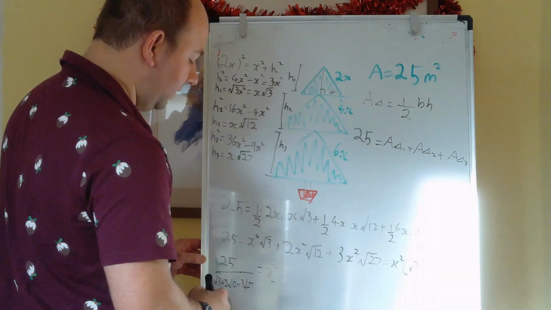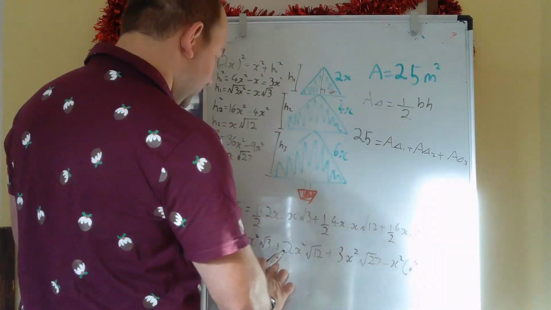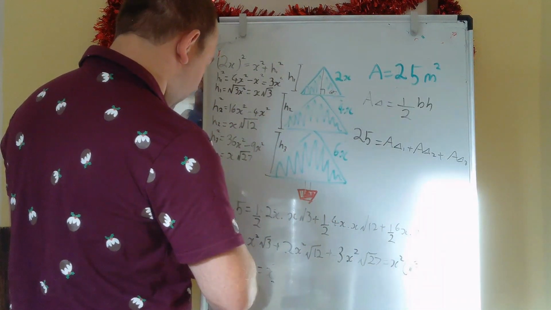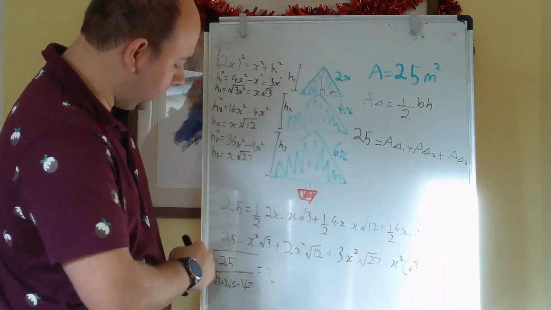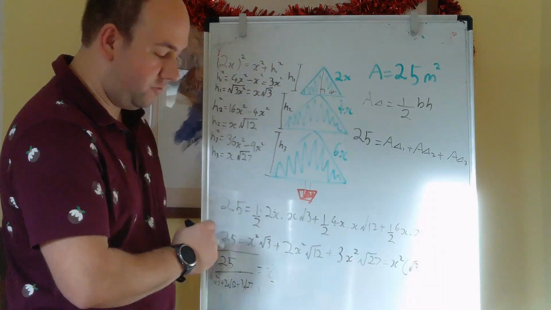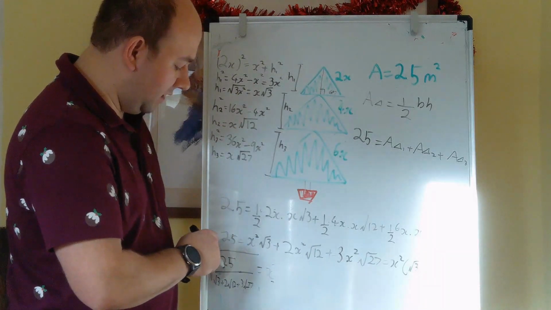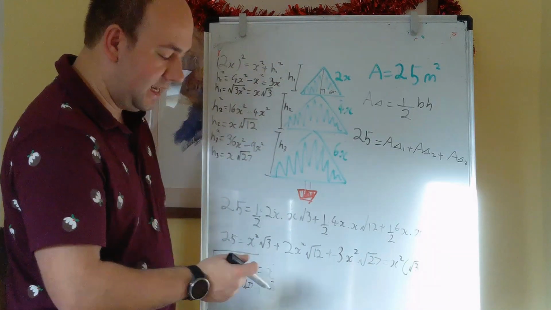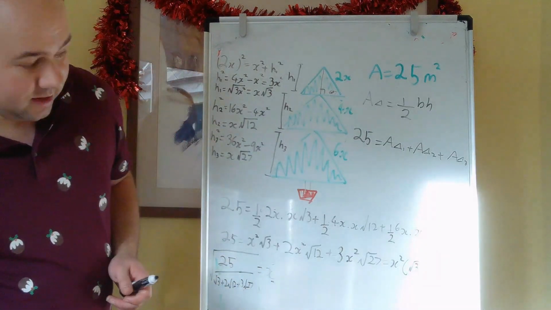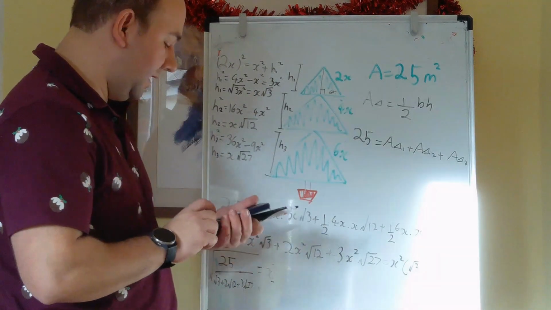So if I square root both sides, so I can say that x is the square root of 25 over the root of 3 plus the root of 12 times 2 plus the root of 27 times 3. So this is where I'm going to need a calculator to come in for this final part.